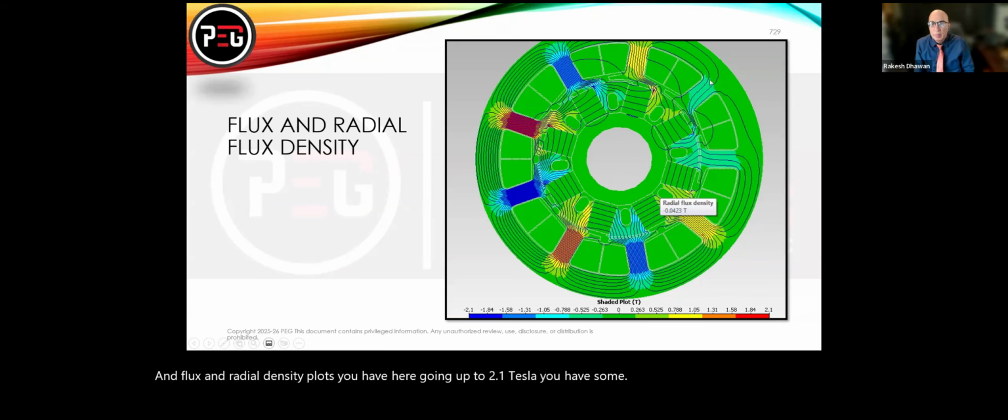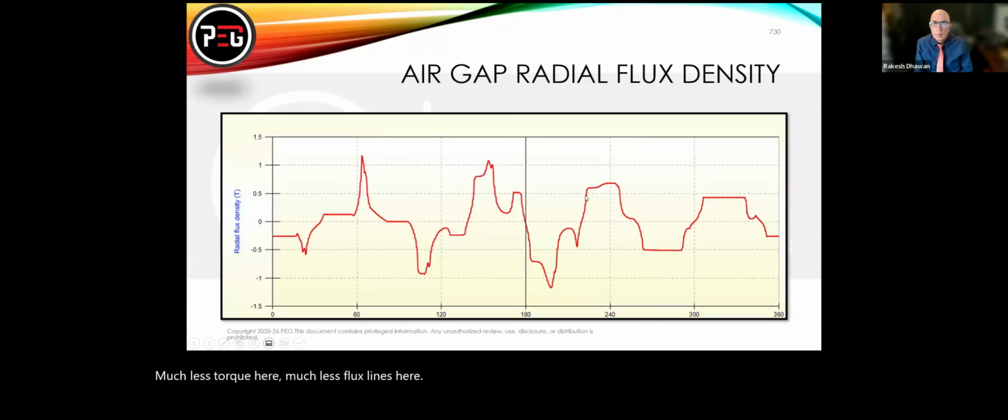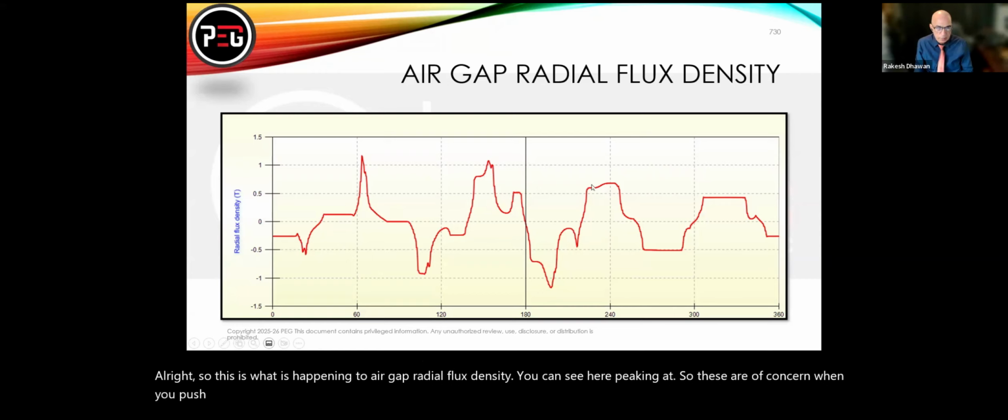You have the line of flux. I am worried about the much less torque here, much less flux lines here. All right, so this is what is happening to air gap radial flux density. You can see here peaking at, so these are of concern when you push current, but what is happening to your flux density in the air gap.